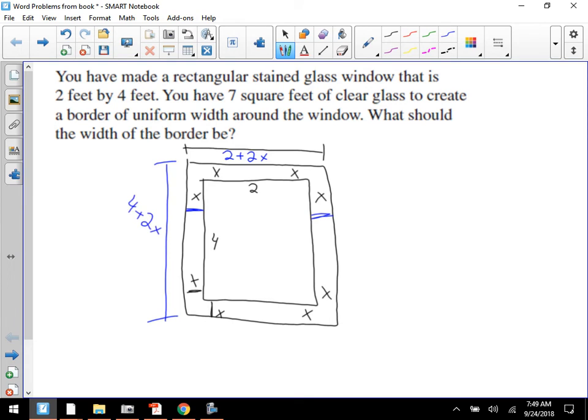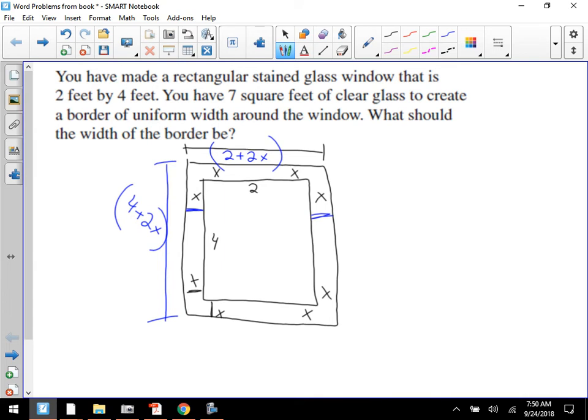Now, if you start to think about what you're trying to find an area of, we're trying to figure out what the dimension is of the border itself. What's the area of the picture? 8. Yeah, it's 2 by 4. So the area of the picture is 8. Now, the area of the whole thing would be this times that, right? And if I back out the picture, I would have just the area of the border. It's a shaded region problem, if you really think about it, that you did in geometry.